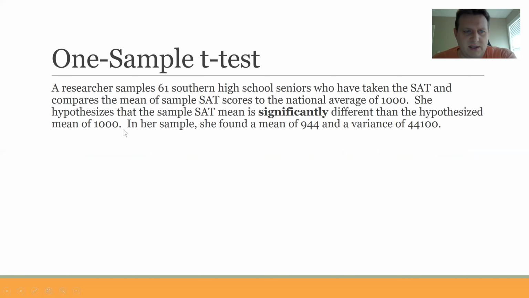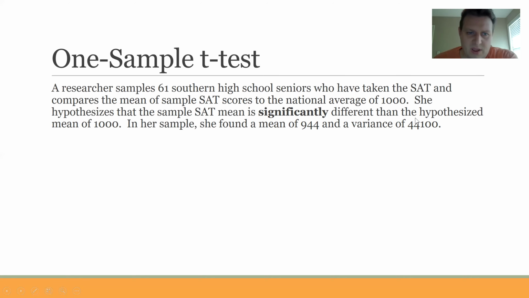Let's see what we've got. One more example here. A researcher samples 61 Southern high school seniors who have taken the SAT and compares the mean of sample SAT scores to the national average of 1,000. She hypothesizes that the sample SAT mean is significantly different than the hypothesized mean of 1,000. In her sample, she found a mean of 944 with a variance of 44,100.